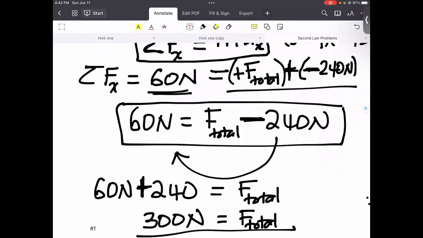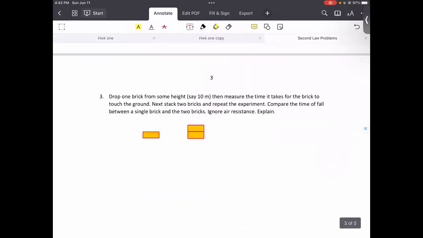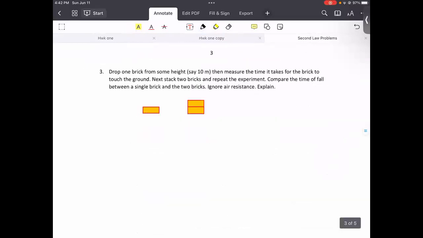All right, so let's go ahead. This is question number 3. Question number 3 says drop one brick from some height, it's 10 meters. Then measure the time it takes for the brick to touch the ground. Next, stack 2 bricks and repeat the experiment. Compare the time of fall between the single brick and the 2 bricks. We are told to ignore air resistance in this problem.